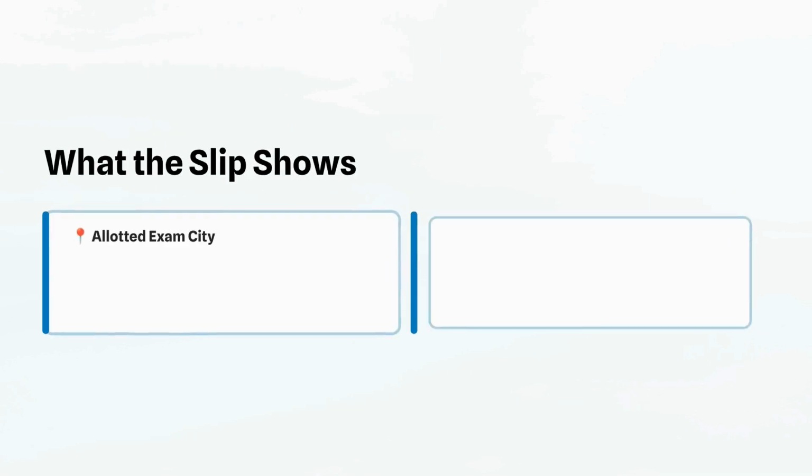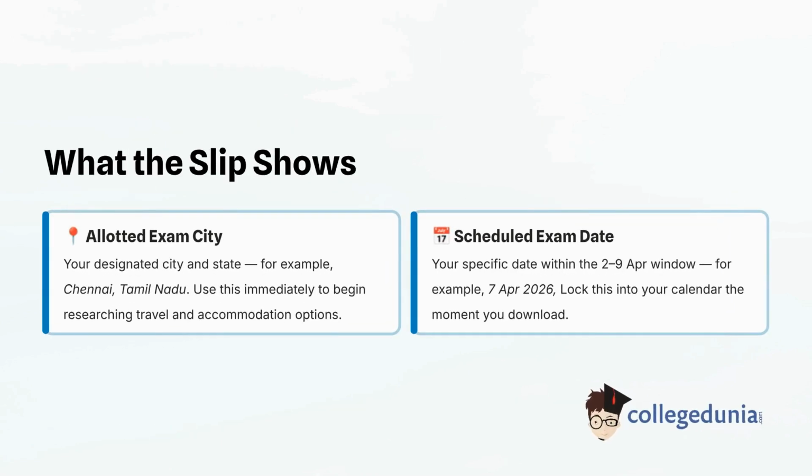The City Intimation Slip will contain some very important details such as your allotted exam city and your exam date. For example, your slip may show a city like Chennai, Tamil Nadu, along with your exam date. As soon as you download the slip, you should note the exam date and start planning your travel if required.